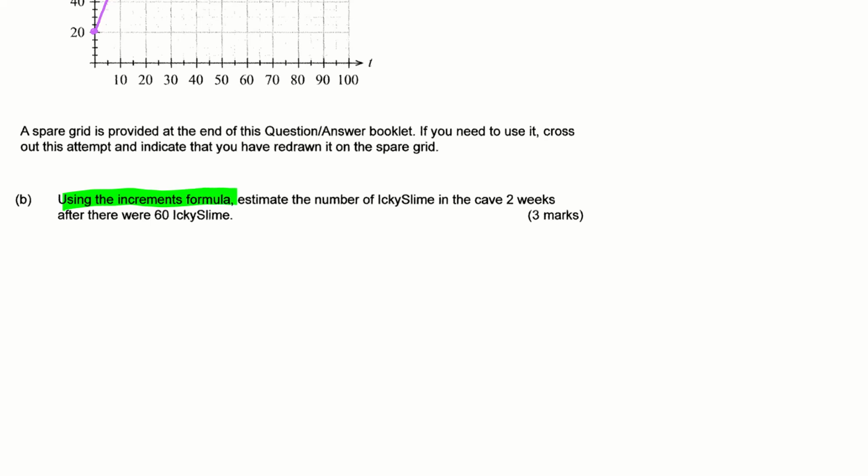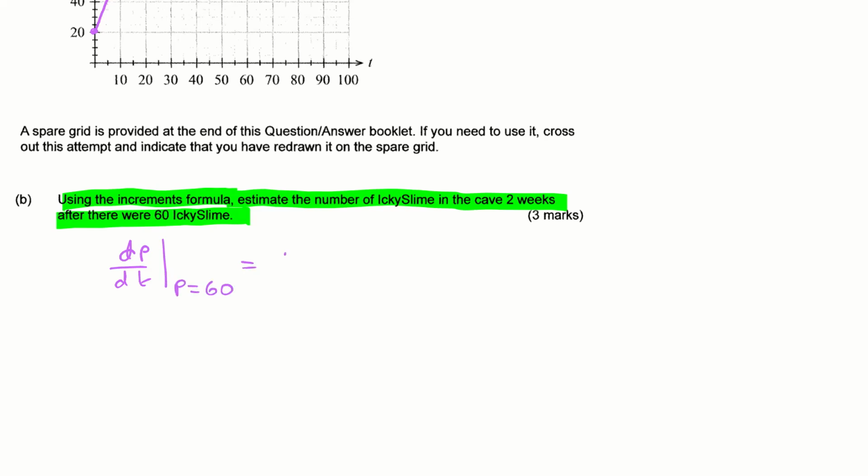Using the increments formula, estimate the number of icky slime in the cave 2 weeks after there were 60 icky slime. So, dp/dt with p equal to 60 is 1.6.